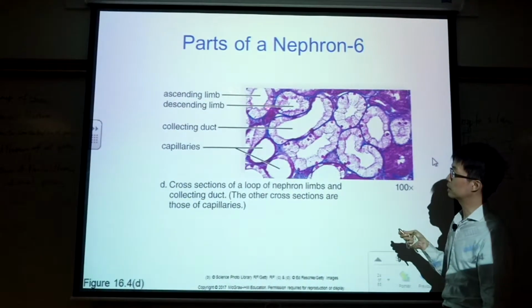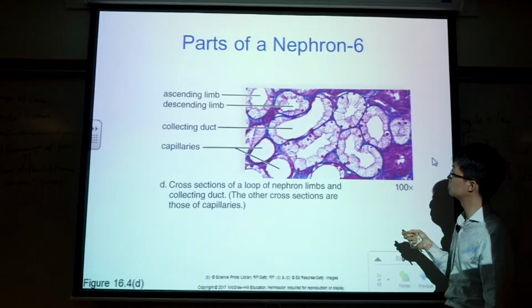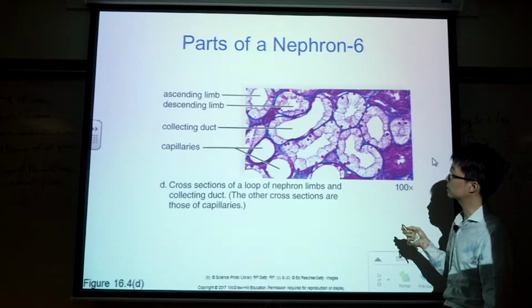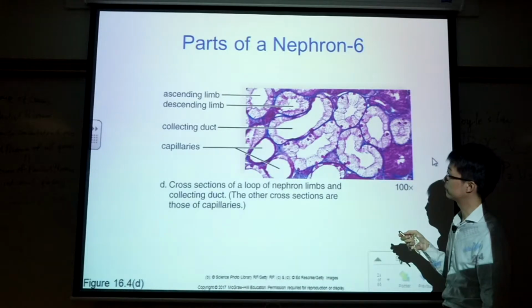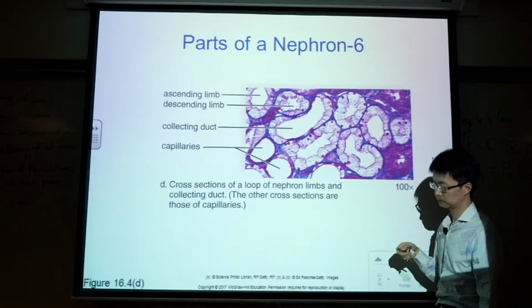This one, again, you can see the ascending limb and descending limb, which theoretically should be simple squamous cells. But they look more like cuboidal cells in here. The collecting duct is also made of cuboidal cells.